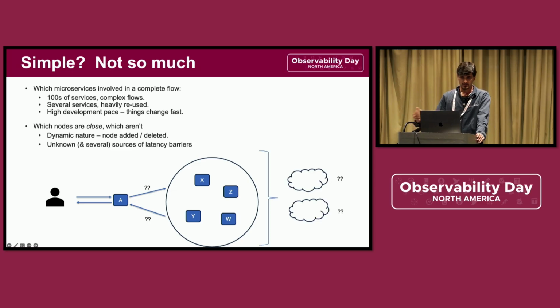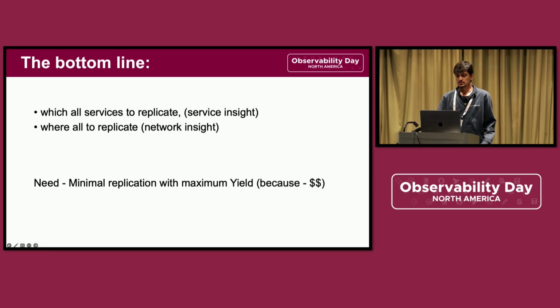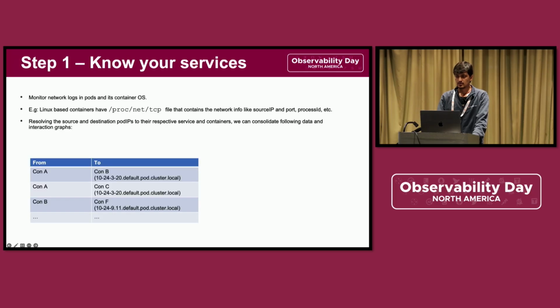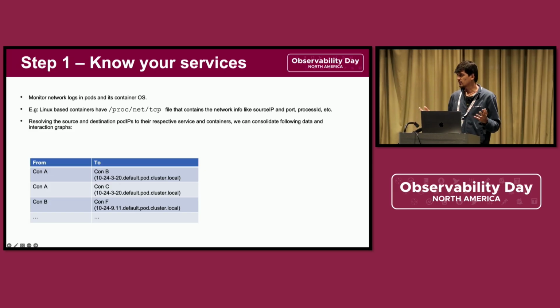And the same goes with the infrastructure as well. You don't know which nodes are close, what kind of barriers exist, and it's all in all a little difficult thing to get a hang of once the scale is beyond a certain amount. So what we need is a way to understand which services to replicate and where to replicate, and at the same time try to reduce costs as well.